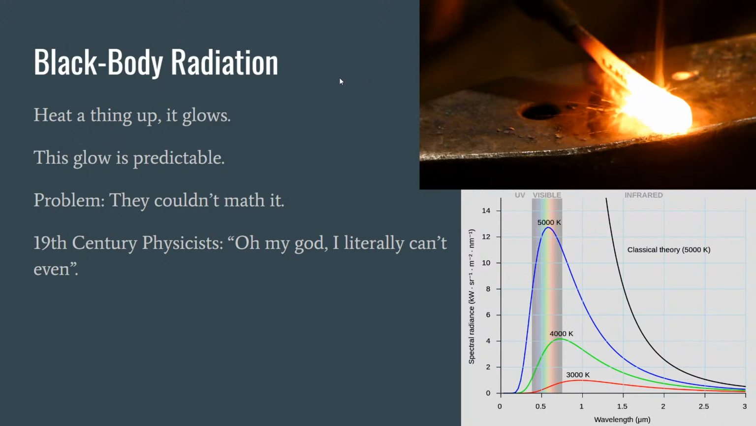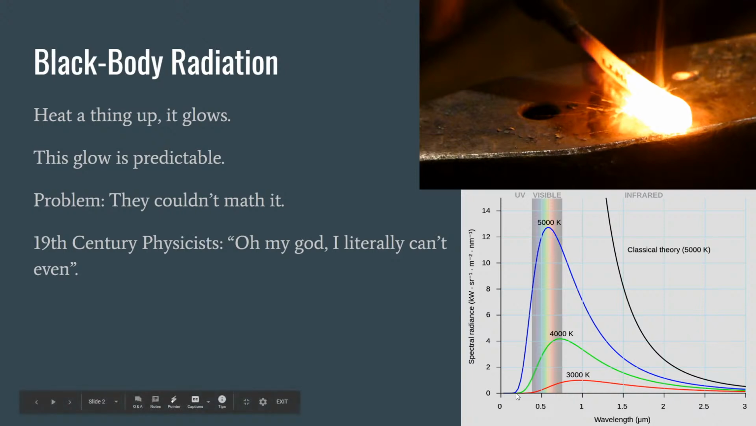Because in order to come up with their model, they said, okay, you have a hypothetical thing that's perfectly black. It absorbs all light, and it emits all light perfectly equally. So, black body radiation. Now, this glow, when you heat things up, is predictable. The problem is they couldn't predict it.